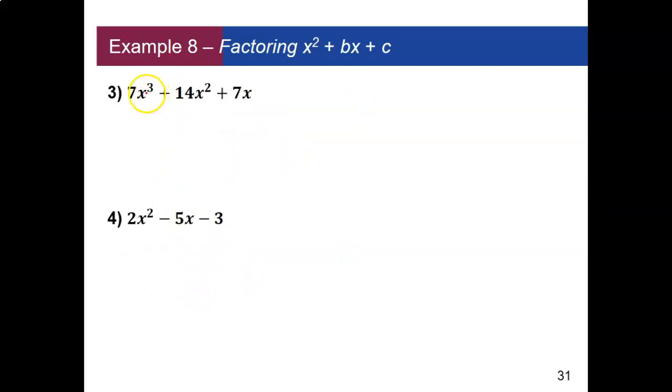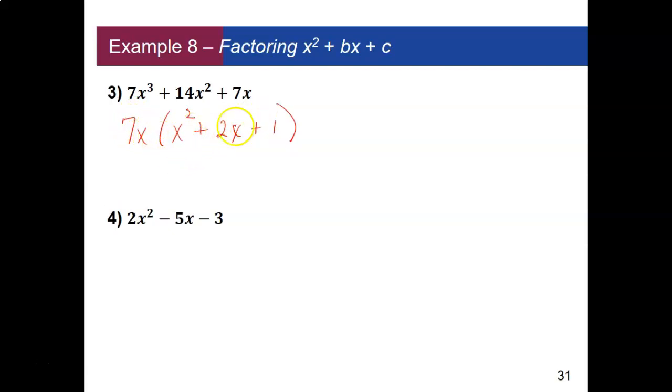Okay, on this one, you really want to be sure that you took out the GCF first. So my GCF would be a 7 and an x. So I'm going to end up with x squared plus 2x plus 1. Okay, so the GCF is not the only type of factoring that we need to do in this problem. That's the first type. So remember, always do the GCF first.